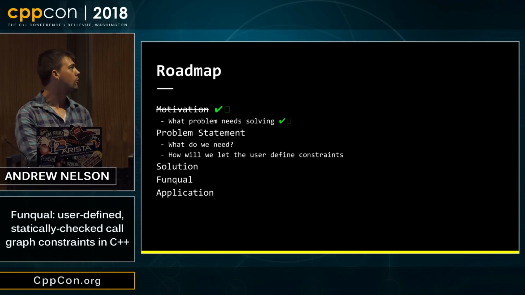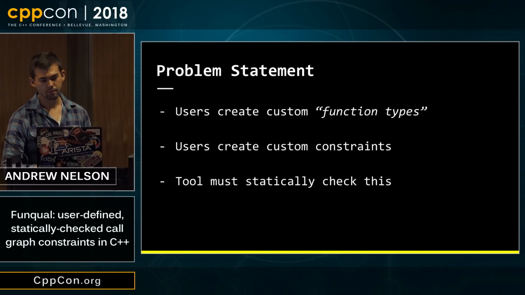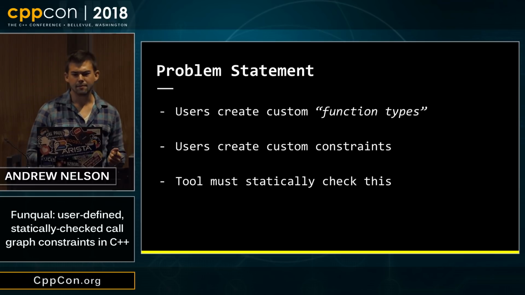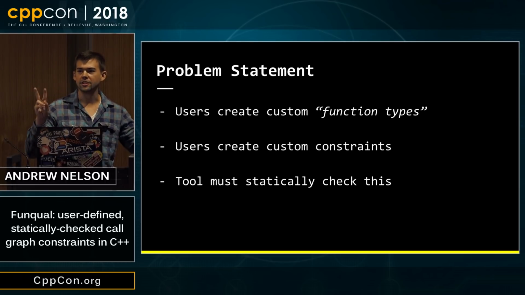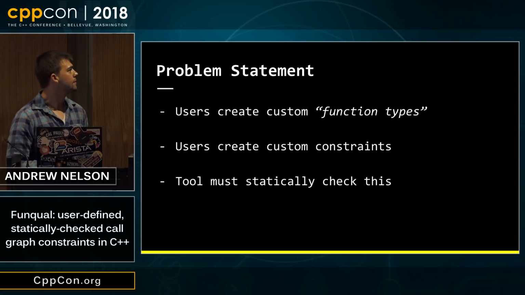So that's an example of a problem we can solve. Let's get into a more general form of the problem statement. What's the tool we need at a high level? And how are we going to let the user interact with it? So problem statement, we need users to be able to create their own function types. And I put function types in quotes because this isn't like a return int. This isn't the kind of type that GCC knows about. It's a completely orthogonal type system. Secondly, we want users to be able to create their own custom constraints, like preemptive functions cannot call non-reentrant functions.